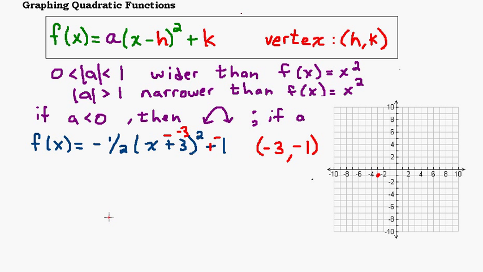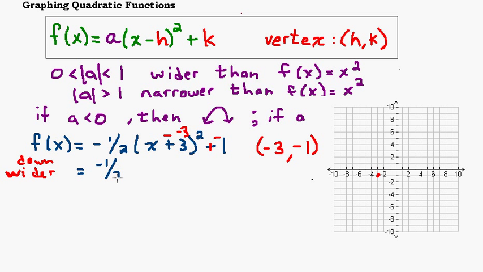Okay, I'm going to think of a couple things here. First of all, because there's a negative there, I know this is going to open down, so I'm expecting that. And it's a 1/2, so it's going to be a little bit wider than the regular x squared parabola. So I'm going to plot a few points. I want to plot points that are close to my vertex. I'm either going to plot -2 or -4. Those are each 1 unit away from my vertex, left or right. How about -2? So let's put in -2.